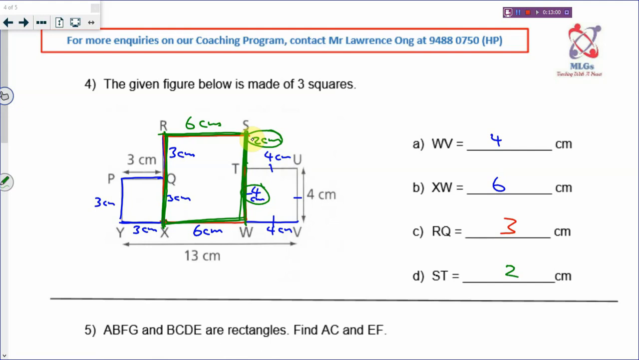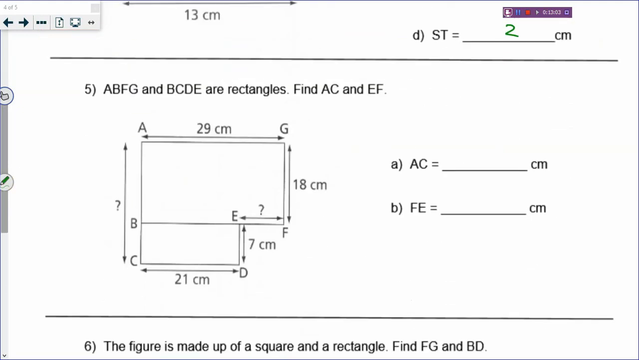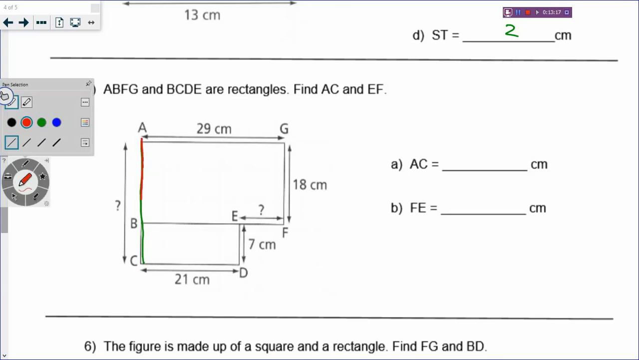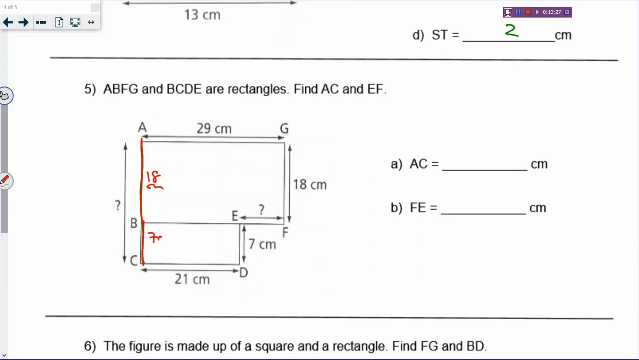Anyway, let's look at number 5. Now, can you find AC and EF? The question marks are indicated. So how do we do that? Now, I want to find how long is this line. So what do we do? That's easy. Can you see how long is this side, which is opposite to GF? So that is 18. Then can you find how long is this side, which is opposite to ED? That is 7. So 18 plus 7, and the question mark is 25 cm, right? So your AC is 25.